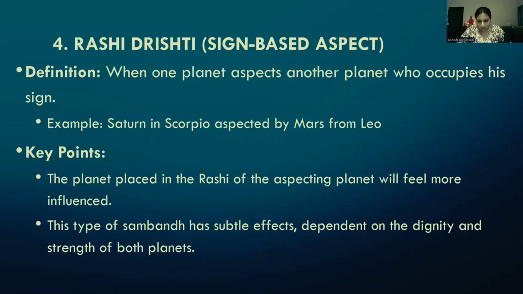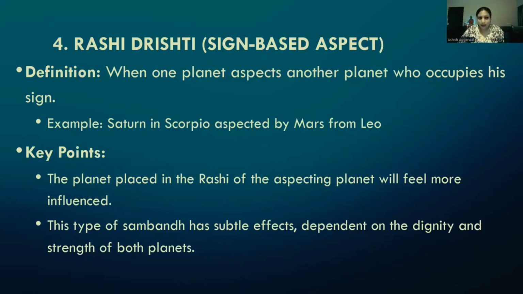For example, if Saturn is placed in the sign of Scorpio and Mars is placed in the sign of Leo, so Saturn has influenced Mars because Saturn sat in Mars' sign. Now, Mars is giving an aspect to Saturn, a fourth aspect from the sign of Leo. In this example, Saturn and Mars are not just influencing each other through sign aspect, but they are affecting each other. Because if Mars is looking at Saturn, then Saturn's test will come over Mars in the 10th house.